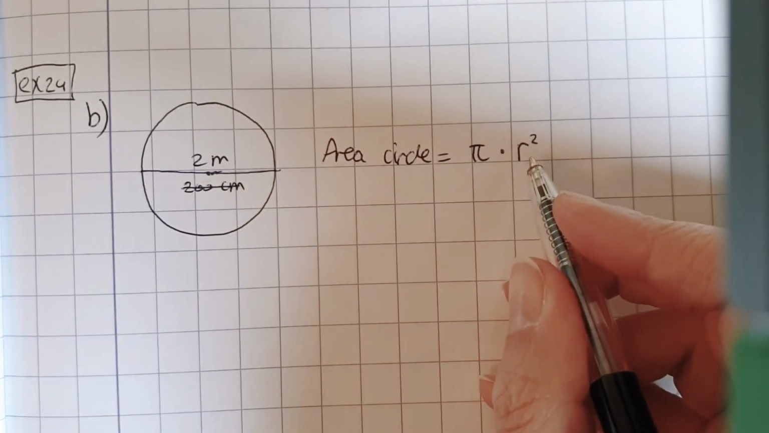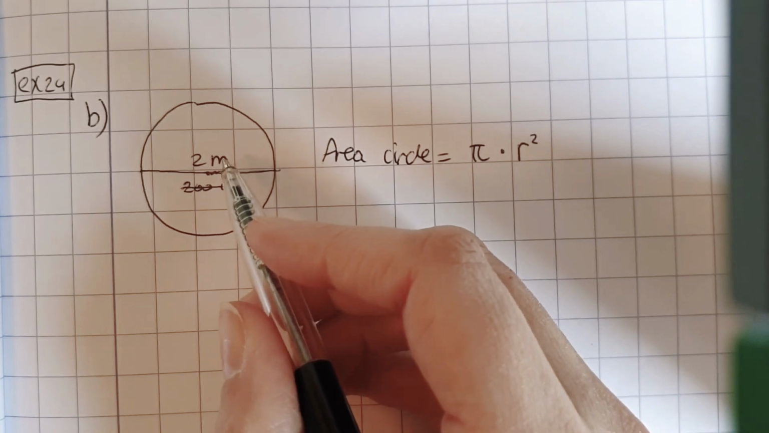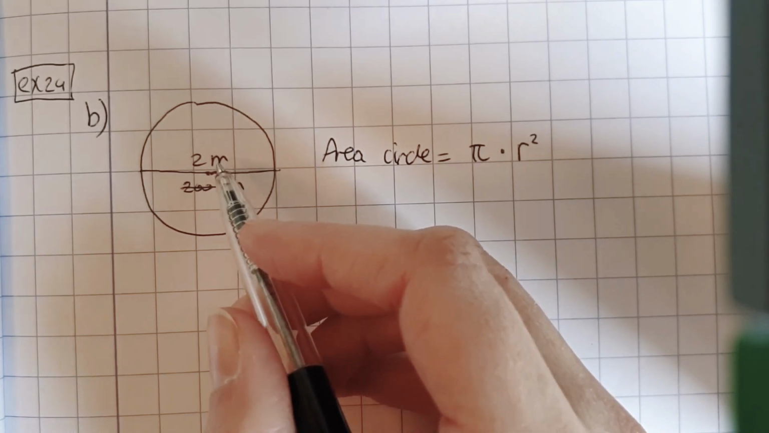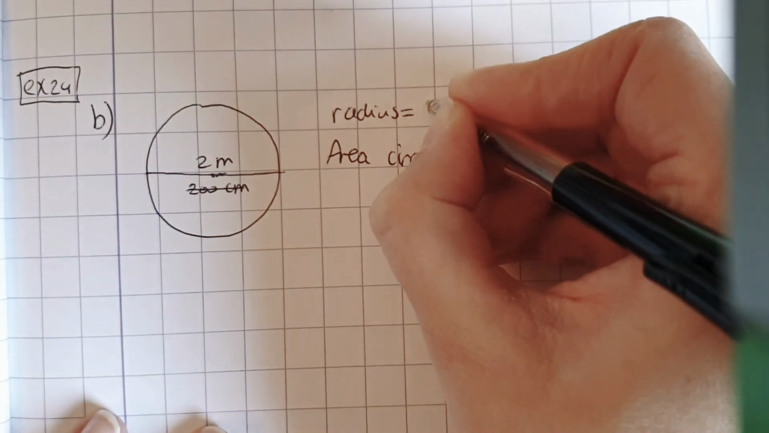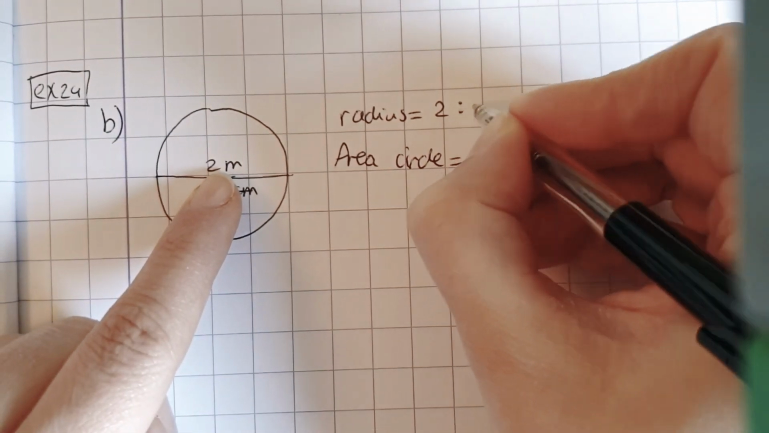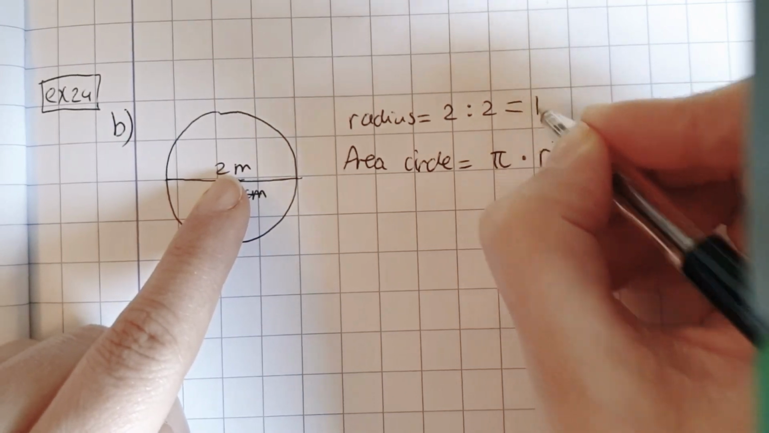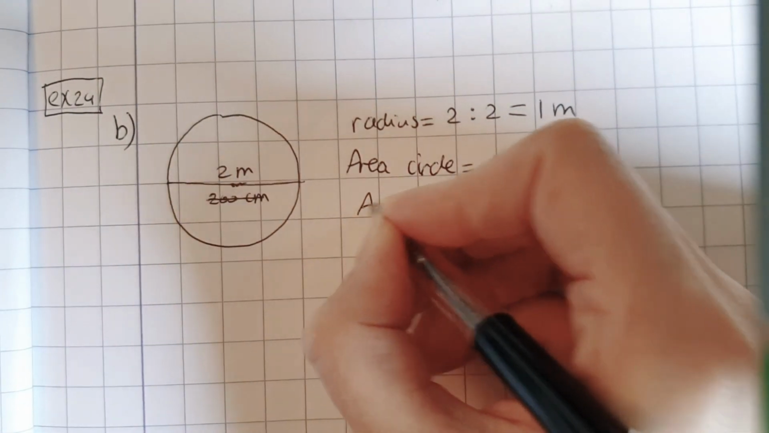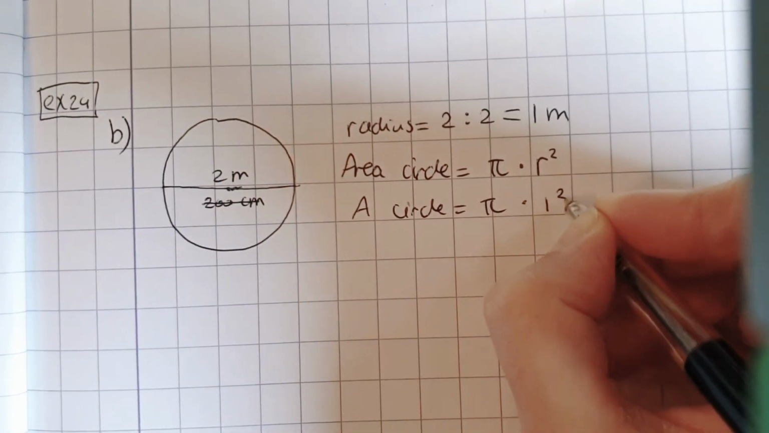Now I'm going to fill it in. I want to fill in a radius, but this is the diameter. So what am I going to do? I'm going to divide it by 2 to know the radius. So the radius is 2, because this is 2 meters, divided by 2. I'm going to take the half of it, which is 1. So it's 1 meter, the radius. Now, fill it in. Pi times 1 squared.